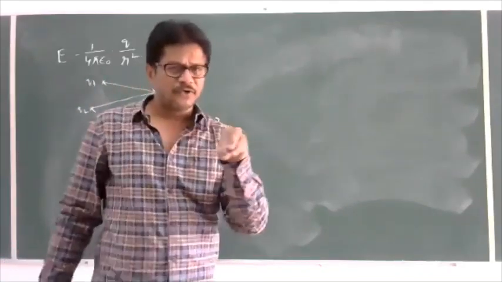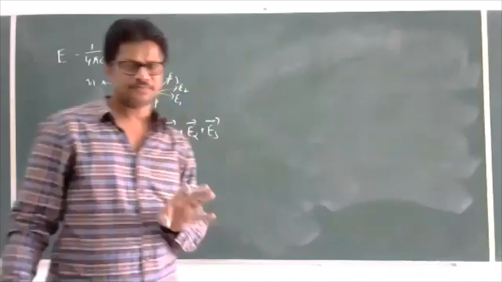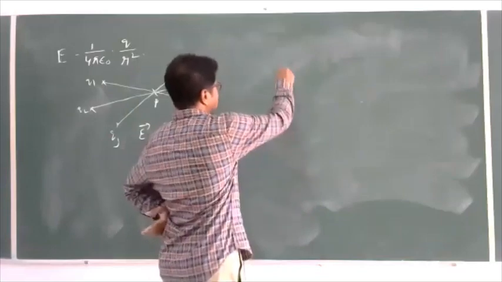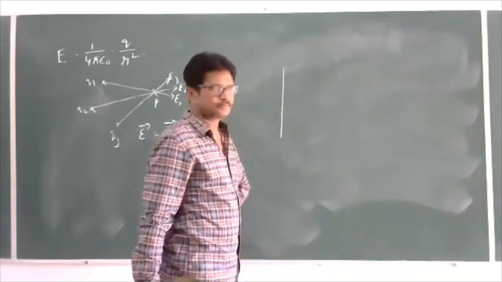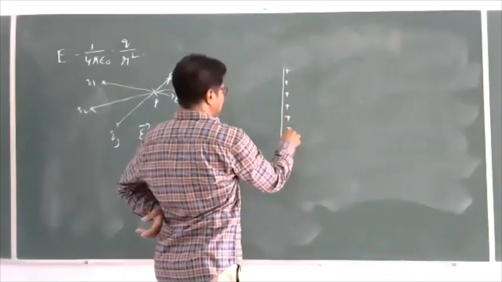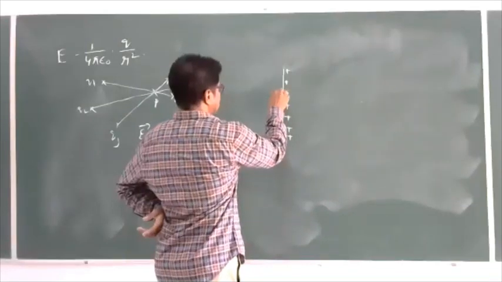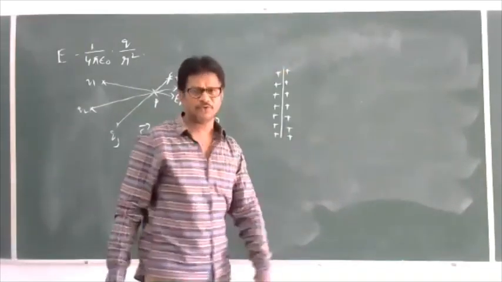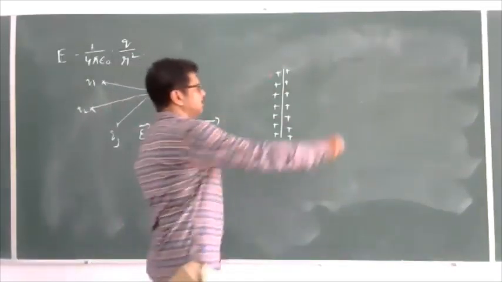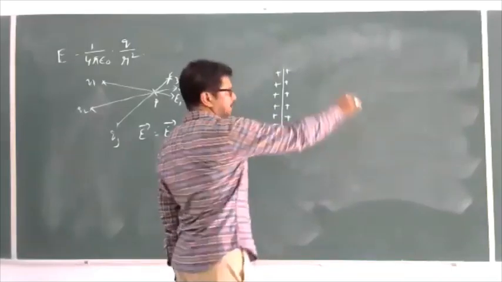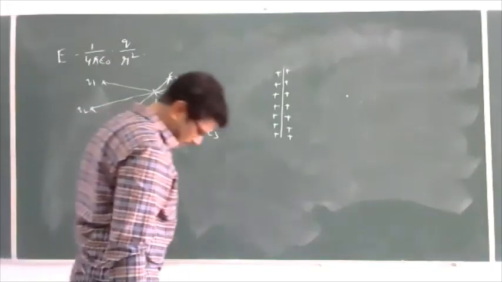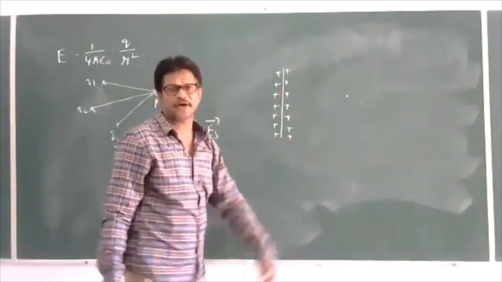Whereas in the case of uniform distribution of charge, what do we mean by uniform distribution of the charge? For example, you take a wire. This wire has a charge Q, but the charge Q is not located at any fixed point. That charge Q is distributed uniformly. Because of this entire charge, what will be the electric intensity at this point?